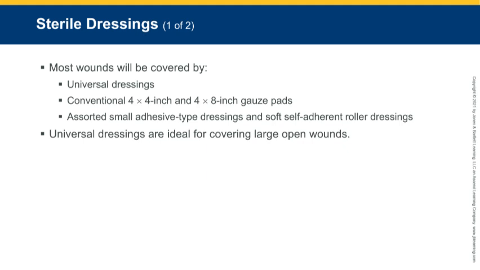Most wounds will require sterile dressings, including universal dressings, 4x4-inch and 4x8-inch gauze pads, small adhesive-type dressings, and soft self-adherent roller dressings. Universal dressings are especially useful for large wounds, while smaller gauze pads are appropriate for minor injuries.